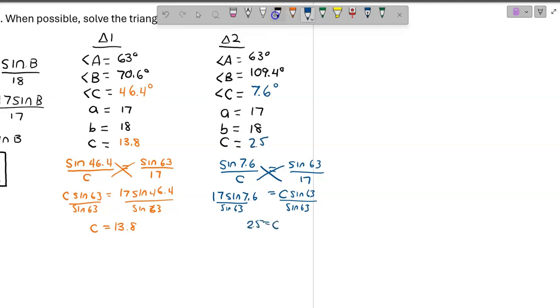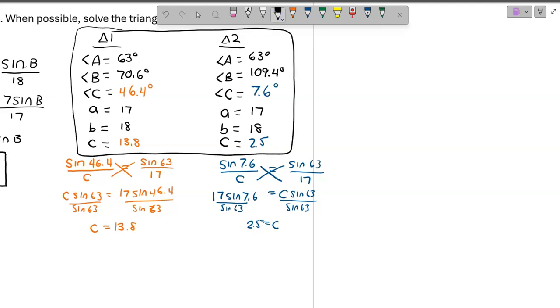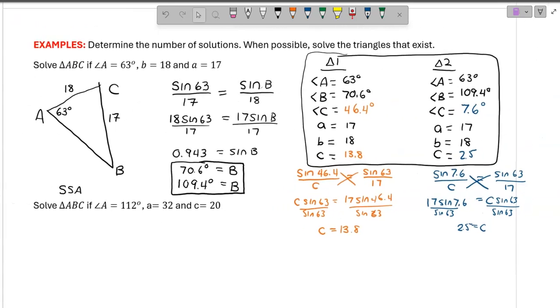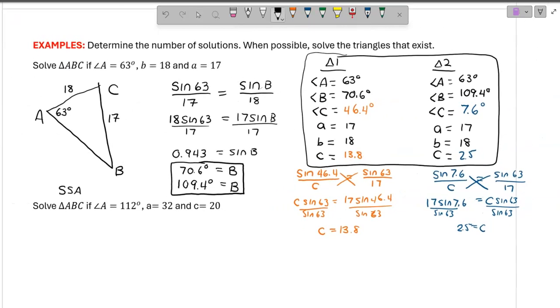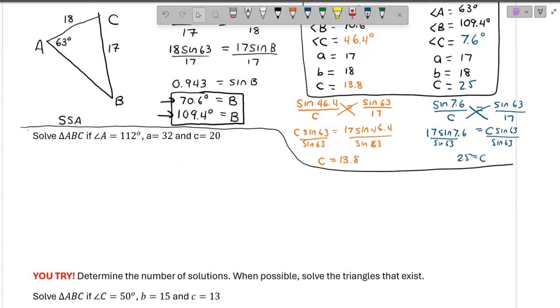So what we will gather from doing this first question is that there were two triangles that end up being able to be created from this situation. And that's because we had to consider a quadrant 1 and a quadrant 2 variance to the solution. But that will not always happen, as we're going to see in our next example. So let's do our next example.